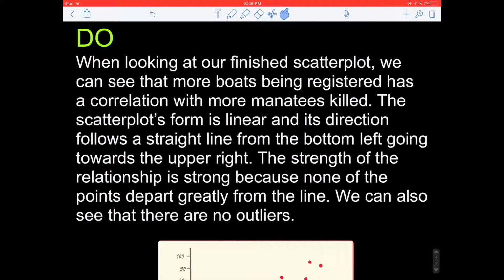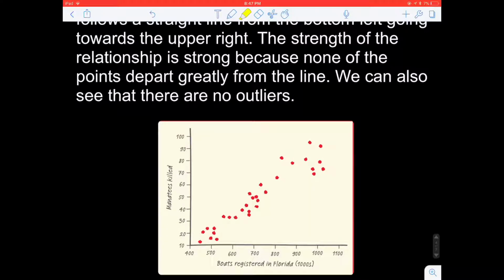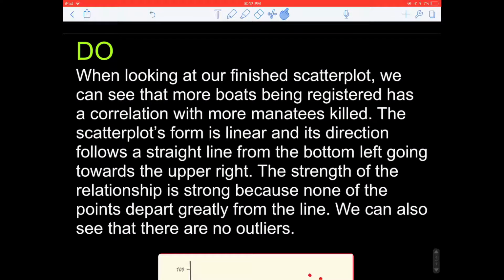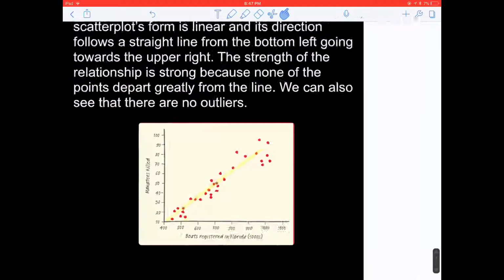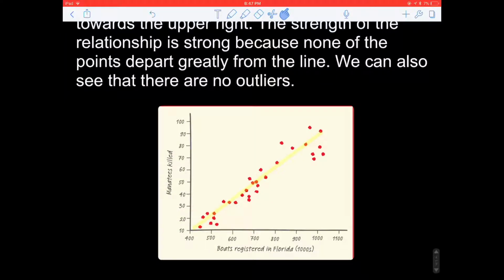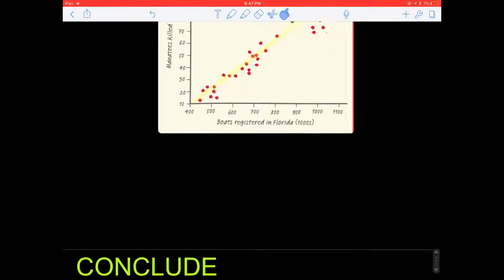And as we look at our finished scatter plot, we can clearly see that more boats being registered have a correlation with more manatees being killed. The scatter plot's form is linear, and its direction follows a straight line from the bottom left to the upper right. The strength of the relationship is strong because none of the points we see here greatly depart from the line, and we can also see that there are no outliers.